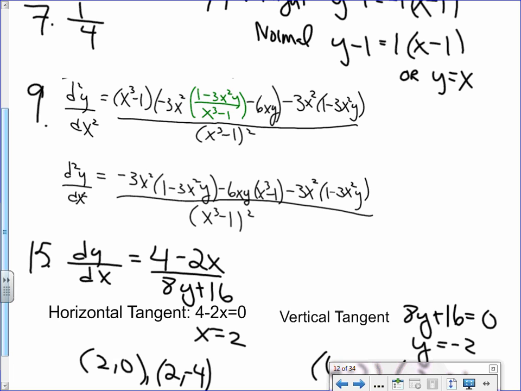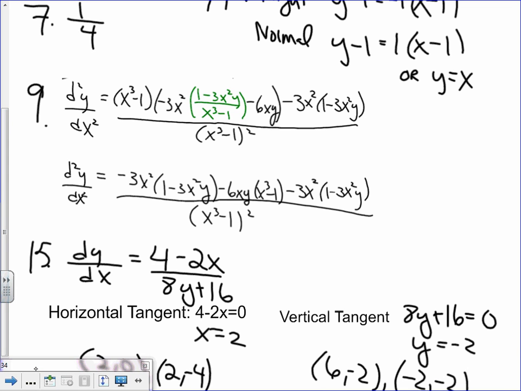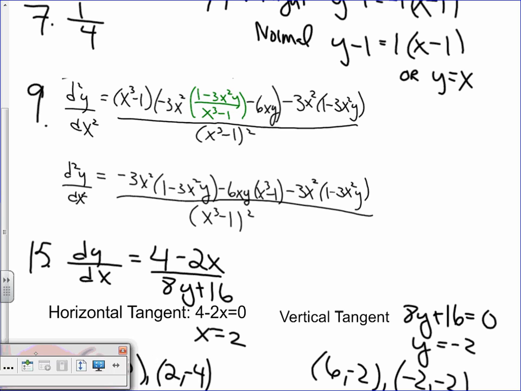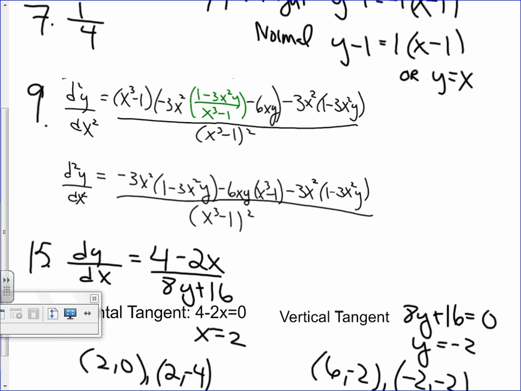For the second part, where are the vertical tangents? Well, that's when the denominator of the derivative is 0. So that tells you y is negative 2. When you plug negative 2 into the y of the original, you get 6 and negative 2. So the points where it has a vertical tangent would be at (6, negative 2) and (negative 2, negative 2). So that was a little tricky, that number 15.